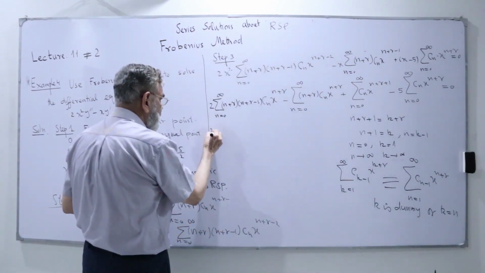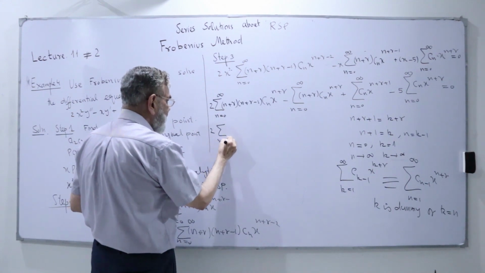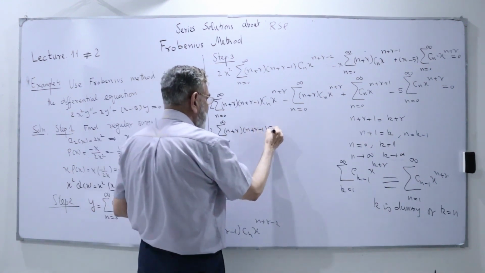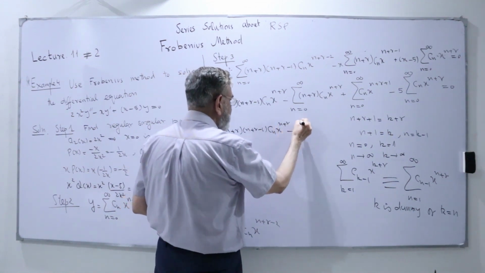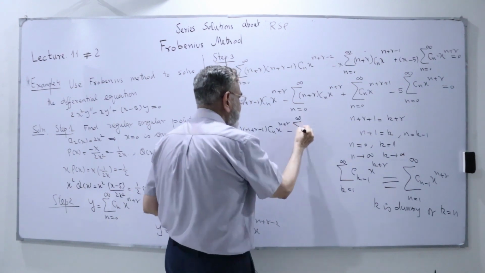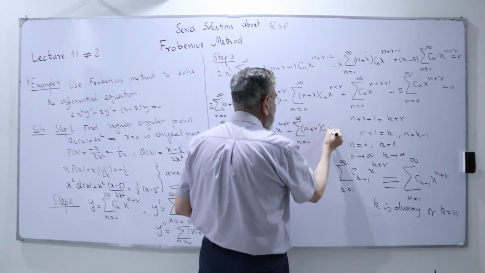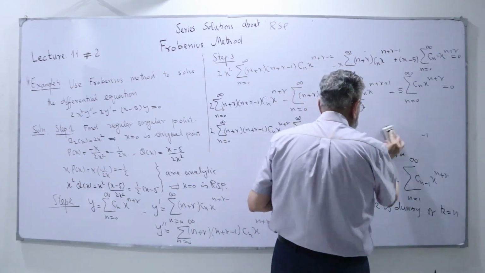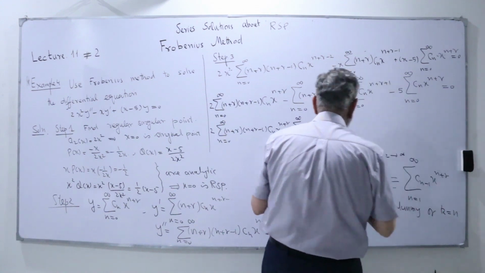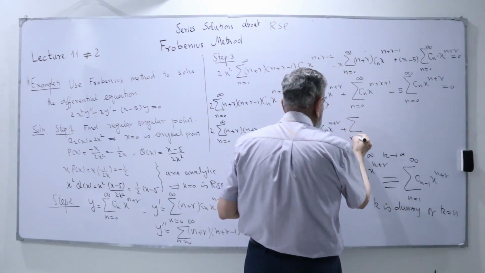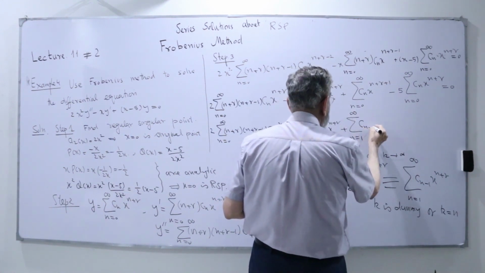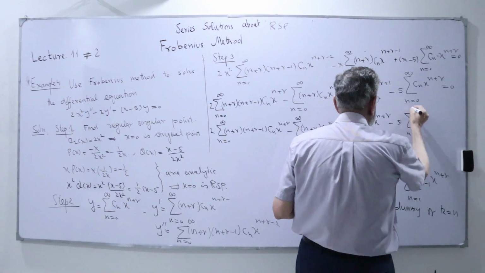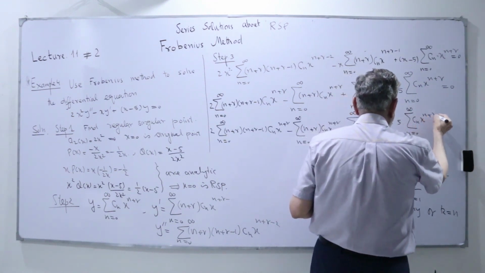So I rewrite this one. I get 2 into sigma, n from 0 to infinity, (n plus r) into (n plus r minus 1) Cn x to the power n plus r, then minus sigma, n from 0 to infinity, (n plus r) Cn x to the power n plus r. Here I replace this term to make the powers equal, and the summation is changed: sigma, n from 1 to infinity, C(n-1) x to the power n plus r, minus 5 into sigma, n from 0 to infinity, Cn x to the power n plus r, and this is equal to 0.